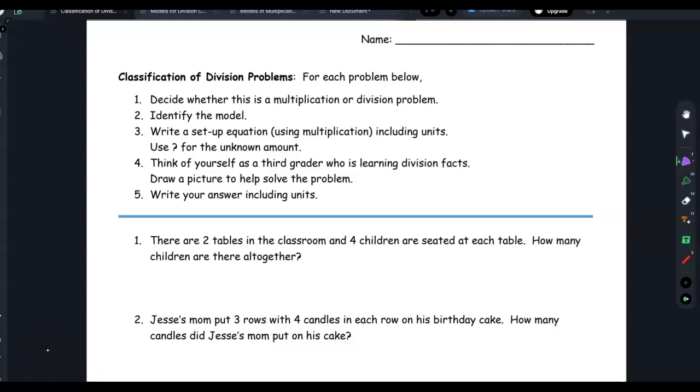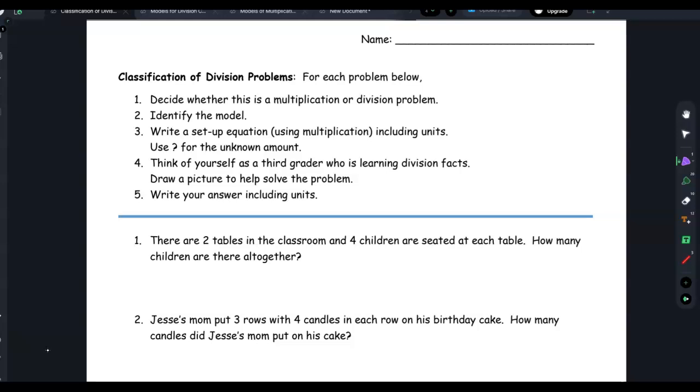For the problems on this activity, we're going to decide whether this is a multiplication or division problem. We're going to identify the model. We will write a setup equation which uses multiplication and includes the units, using a question mark for the unknown value. And then, thinking of ourselves as a third grader who is learning division facts, we're going to draw a picture to help solve the problem and then write that answer, including units.